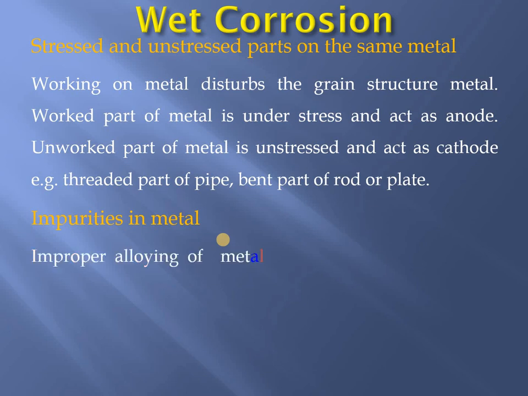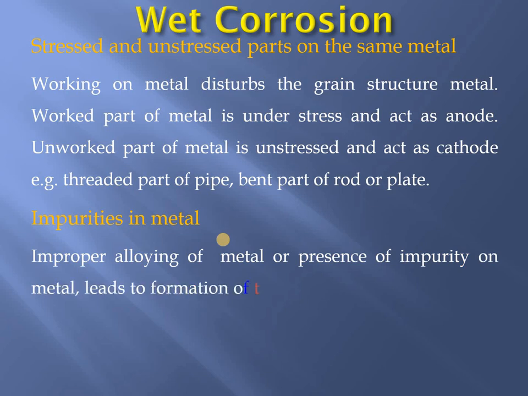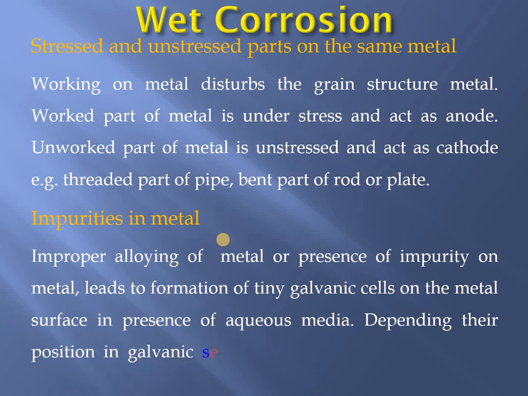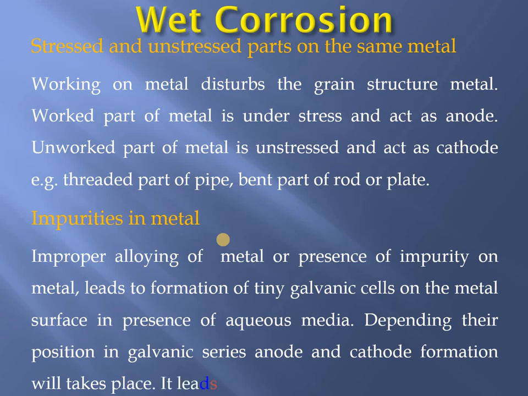Here, improper alloying of the metal or presence of certain impurities in the metal leads to the formation of a tiny galvanic cell on the metal surface. So in the presence of aqueous media, the tiny galvanic cell formation will take place, and depending on the position of this impurity in the galvanic series, anode and cathode formation will take place, and such kind of galvanic cell will lead to the formation of small pits on the metal.